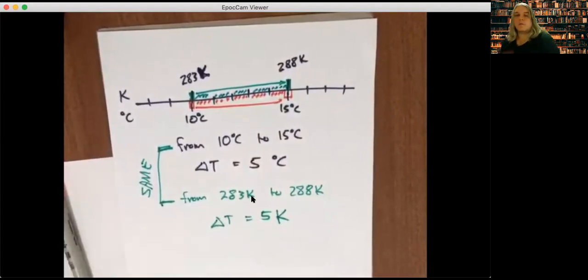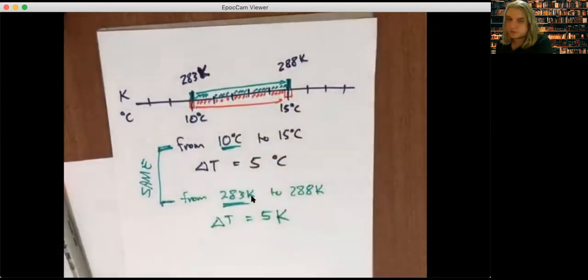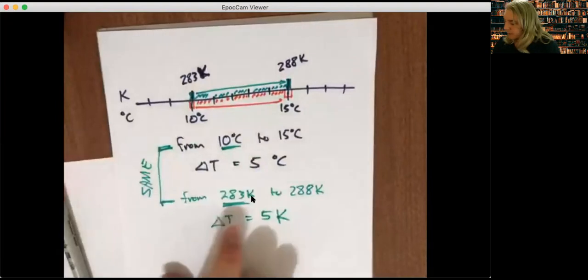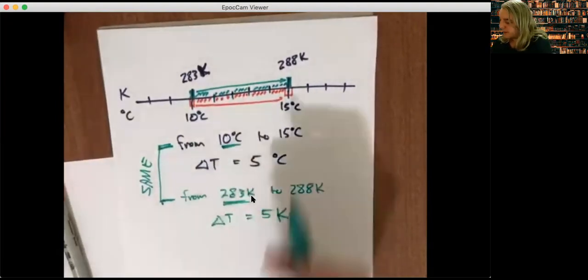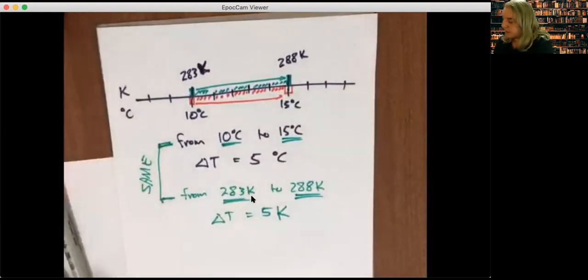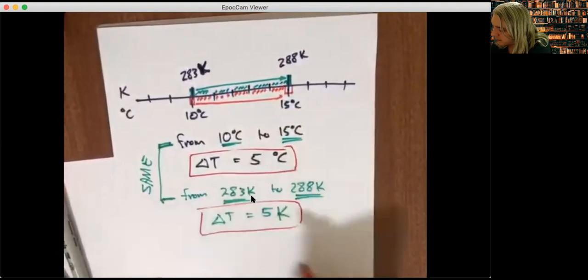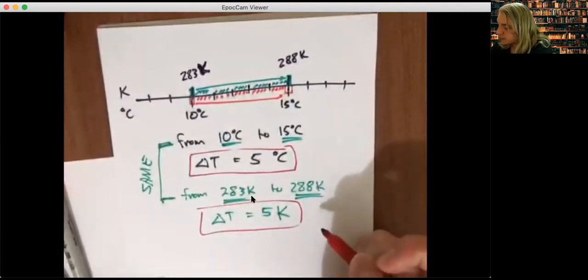And so what I'm really trying to emphasize, what I want to make really, really clear, is that if you are talking about an actual temperature of an object, then you have to convert. You have to go 10 degrees C plus 273 gives us 283 Kelvin. You have to convert, and same with our final temperature. But when you are talking about a change in temperature, a change in temperature needs no conversion.